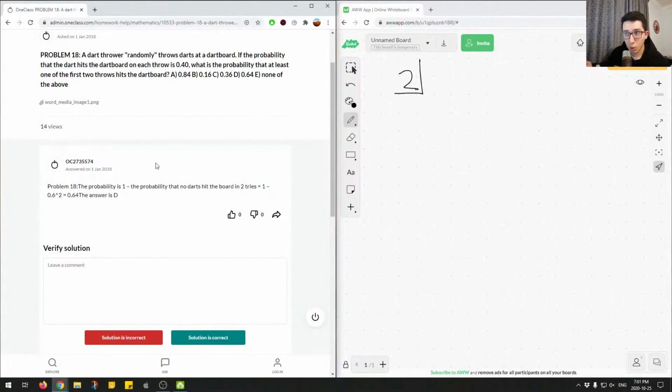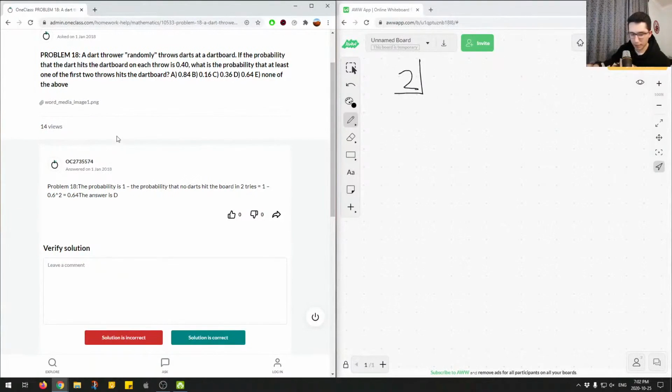So in a scenario where none of the darts hit the board, subtracted by 1 is essentially this, what is defining the question. So if you take 1, which is just equivalent to 100%, minus the probability of no darts hitting the dartboard, we would end up with the probability of at least one of the first 2 throws hitting the dartboard.